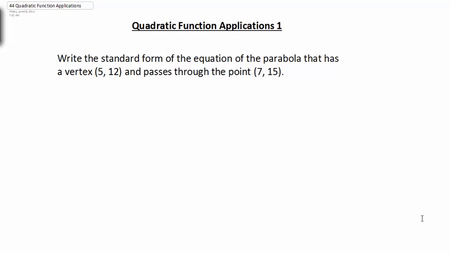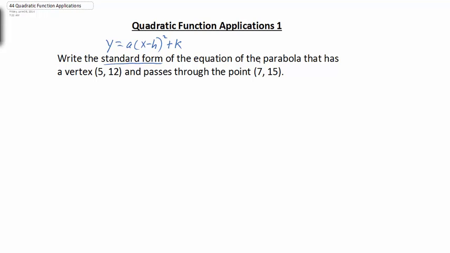In this video, we're going to look at three applications working with our quadratic function. The first one here, we have an example. It says we want to write the standard form. So we know the standard form here is y equals a times x minus h squared plus k.